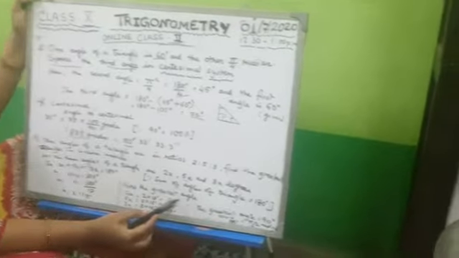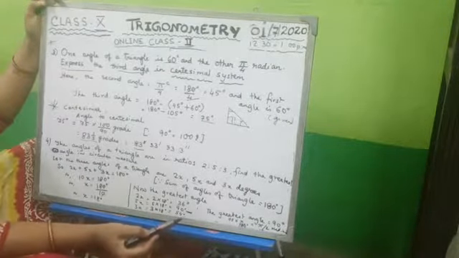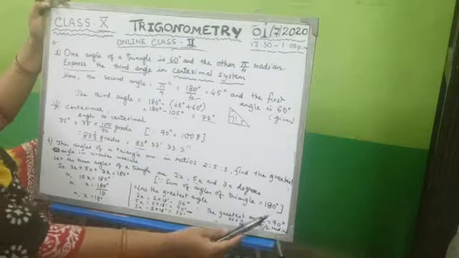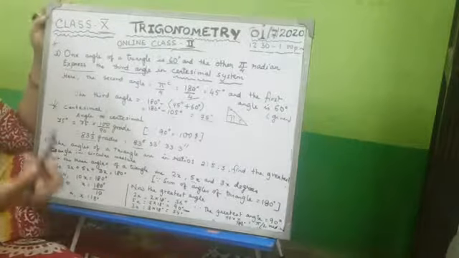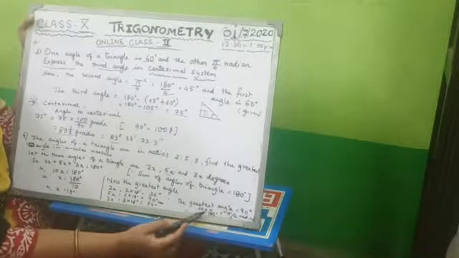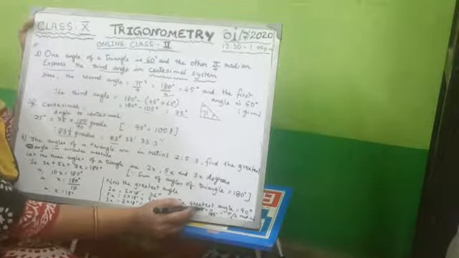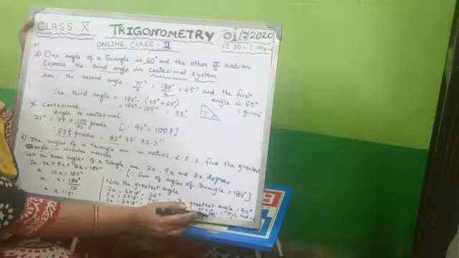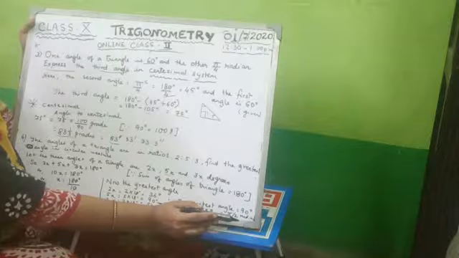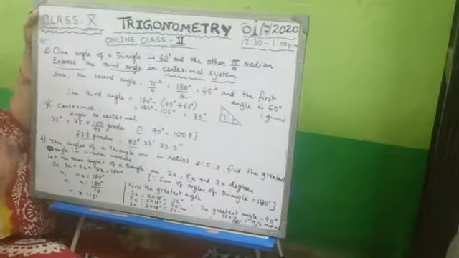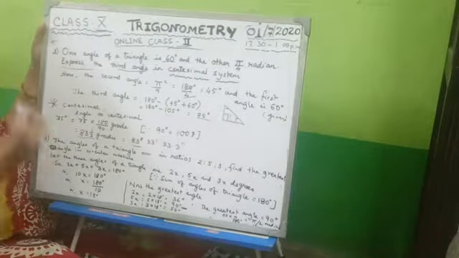From here we can deduce which one is the greatest angle. One is 36, another is 54, another is 90. So obviously 90 is the greatest angle. The greatest angle is 90 degrees. Now we have to change it to radian. How? 90 degrees into pi by 180 degrees. You cancel it, you will get pi by 2 radian. Clear? Copy the sums. Do it in your classwork copy along with your previous sums.